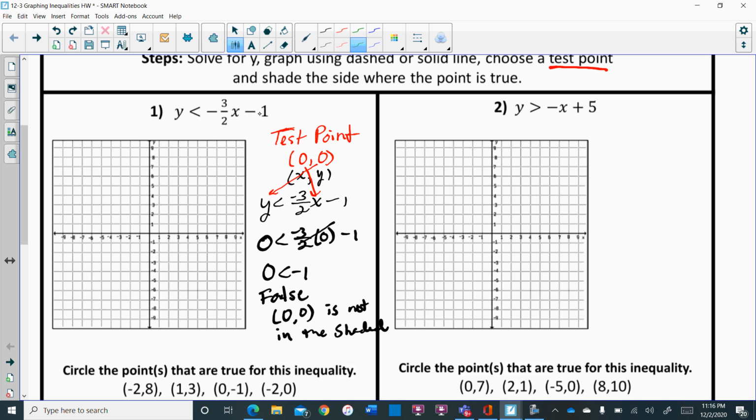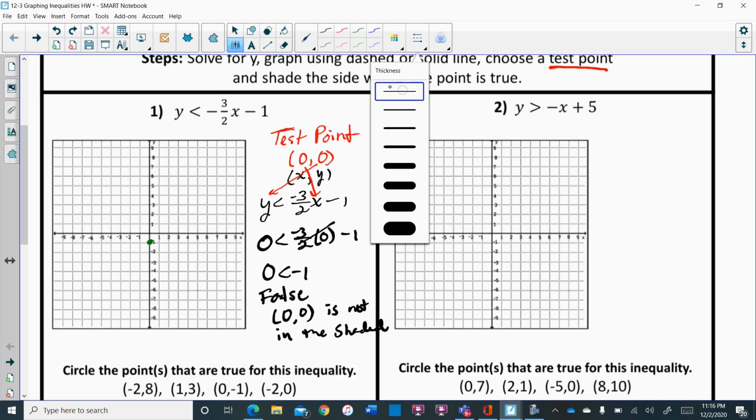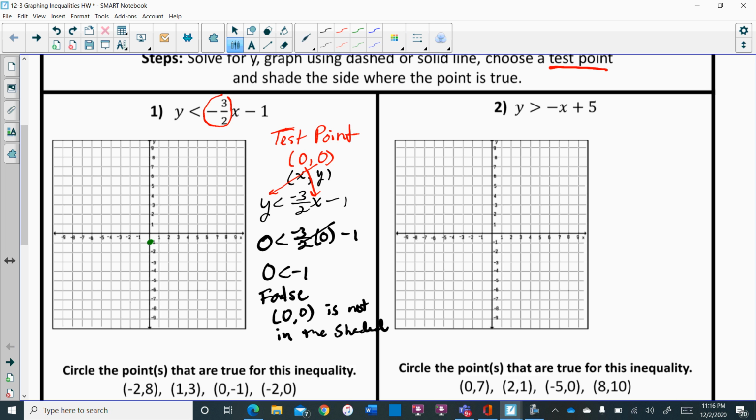Graph your y-intercept first, so that is our negative 1 here on the y-axis. Our slope is negative 3 over 2, okay? Because this is the slope, we're going to go down 3 to the right 2 and plot a point. That's 4 points. I need to do one more. That means I'm going in the opposite direction, up 3, 1, 2, 3, to the left 2.